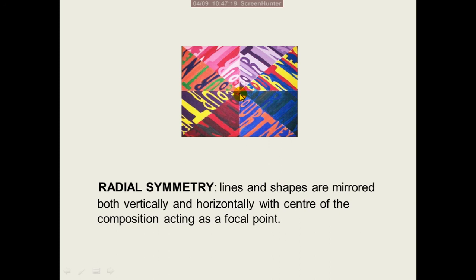Focal point means the main concentration, emphasis. The main focus is what we are concentrating on here. But here your lines and shapes are mirrored. Mirrored means like a reflection: this part reflecting here, this part reflecting here, this part reflecting here. So if you arrange your elements in this kind of way, that can be a radial symmetry.